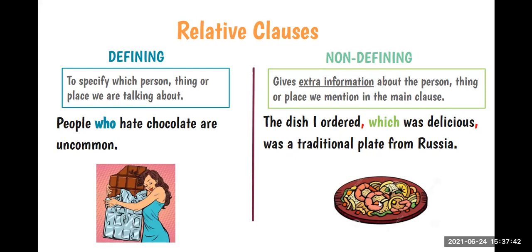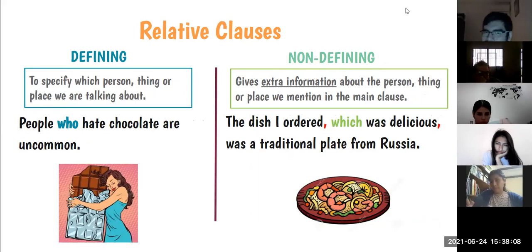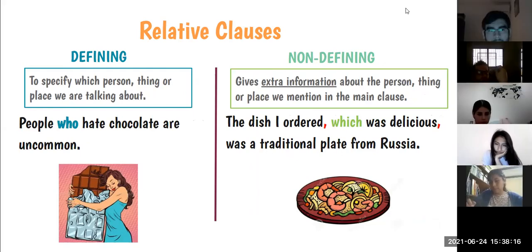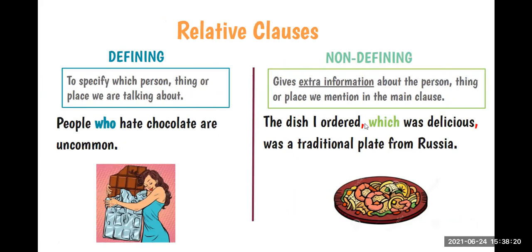¿Ok? Quiero que noten una diferencia muy grande entre estas dos. Lean las dos oraciones y díganme cuál sería la diferencia. What is the difference between defining and non-defining? Can you find the difference? Can you notice something different between these two sentences? Anybody? Las comas, teacher. Yes, the commas, right? So we use commas when we are giving extra information. When we have non-defining relative clauses, we need to use commas. But in defining relative clauses, we don't use commas.